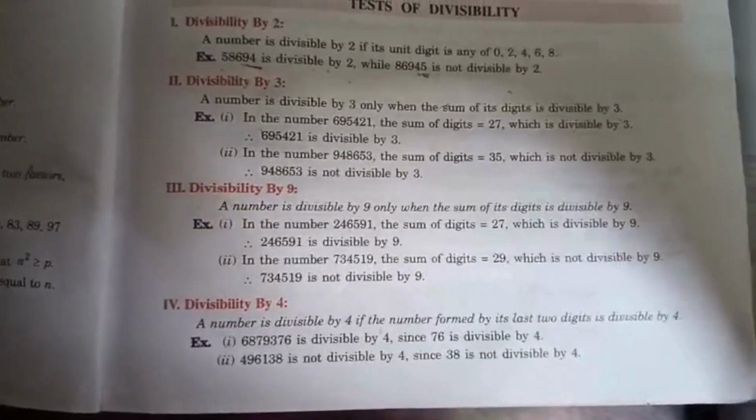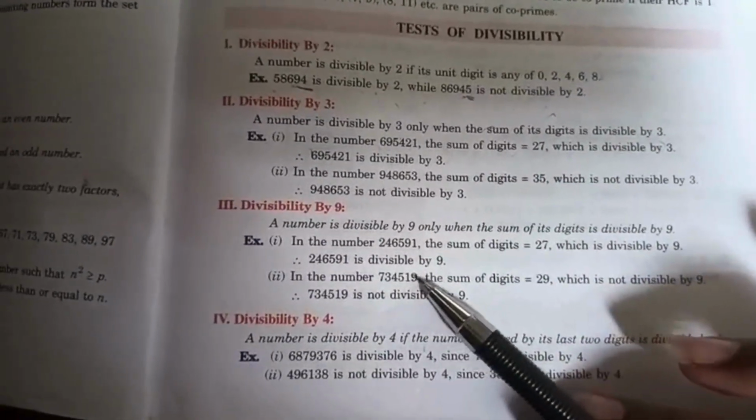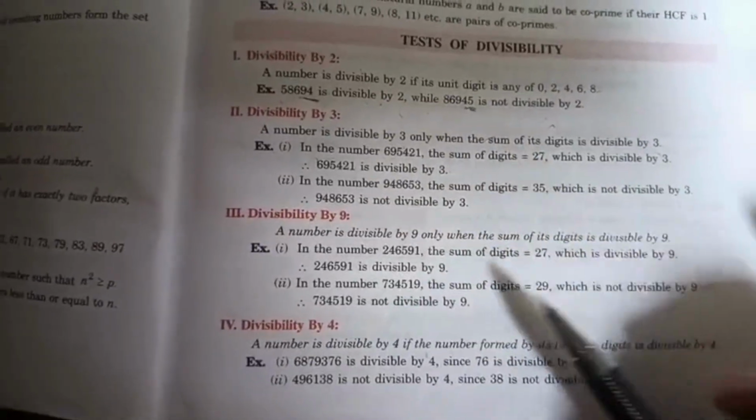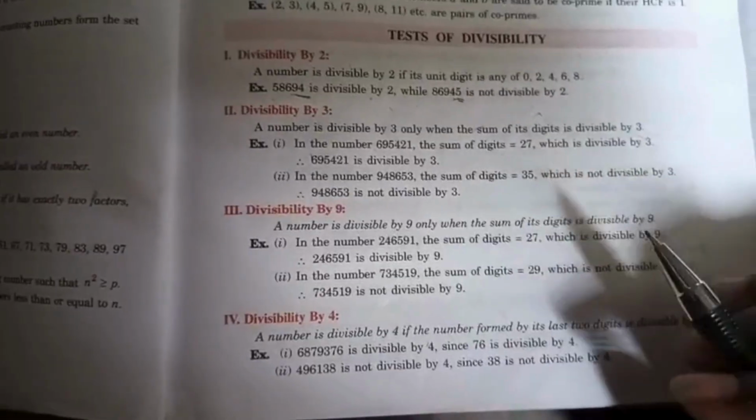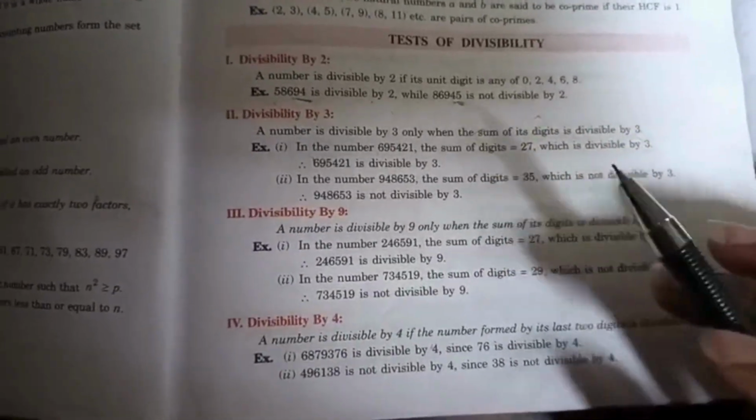So the next example is 7 plus 3 plus 4 plus 5 plus 1 plus 9. The sum of digits is 29, which is not divisible by 9. So then it is not divisible by 9. Okay, so let's understand this concept. The rule for divisible by 9 and divisible by 3 is almost the same, like add all the digits.